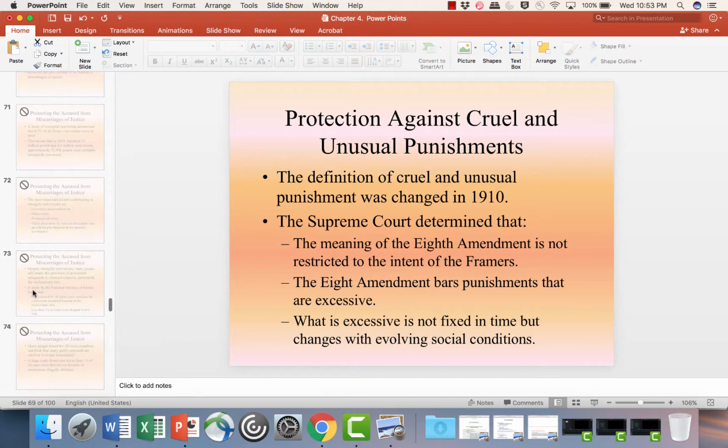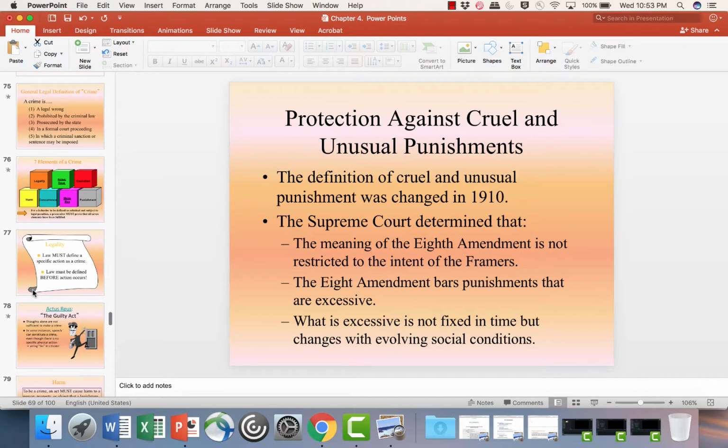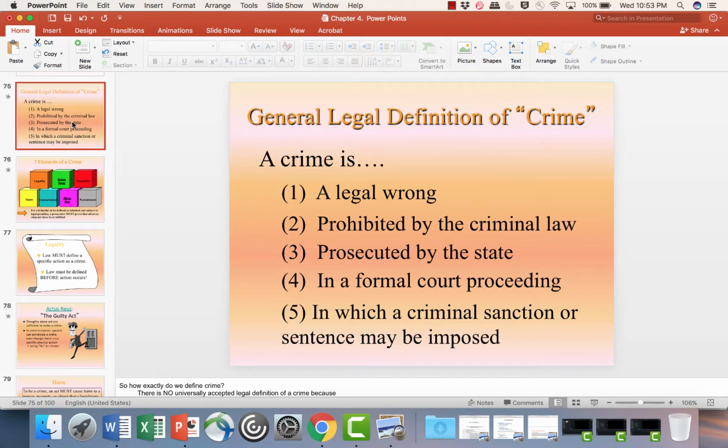A lot of times people will say that the death penalty is cruel and unusual. And so it really has to be determined whether or not the way that you are put to death is truly cruel and unusual. And most states, as well as the Supreme Court, have held that the death penalty is not cruel and unusual.